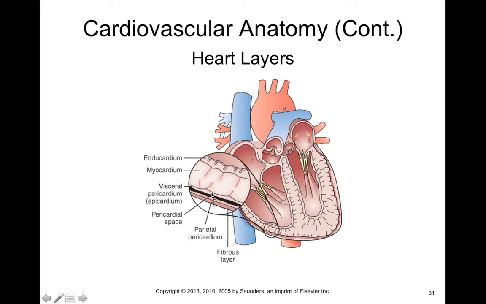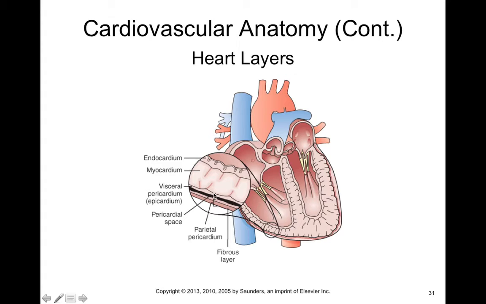The visceral pericardium of serous pericardium is what's directly attached to the outside of the heart. We also call this epicardium. Now this epicardium or visceral pericardium is separated from the parietal pericardium by a pericardial space. And this pericardial space is actually a fluid-filled space filled with serous fluid. Serous fluid is essentially a highly filtered blood plasma that has lubrication qualities to it.